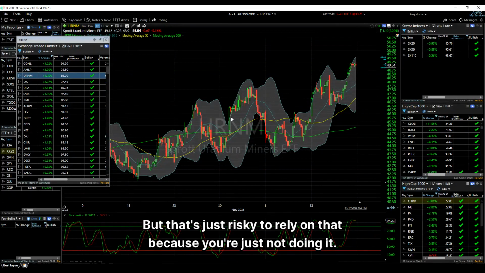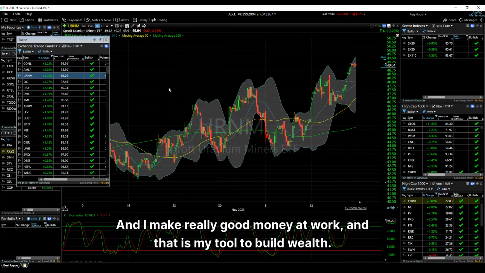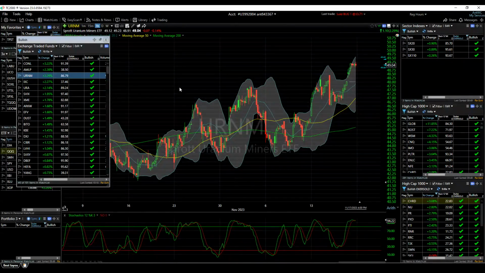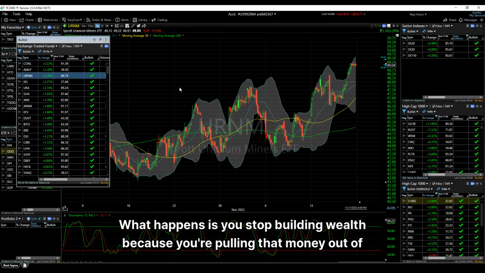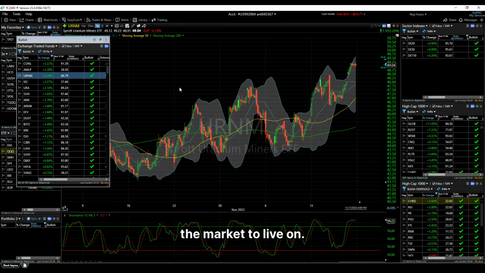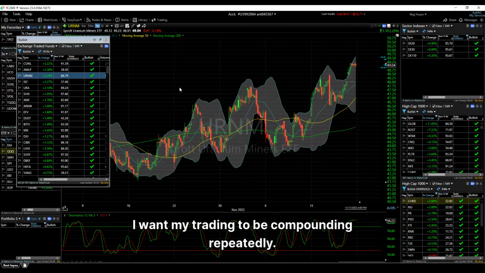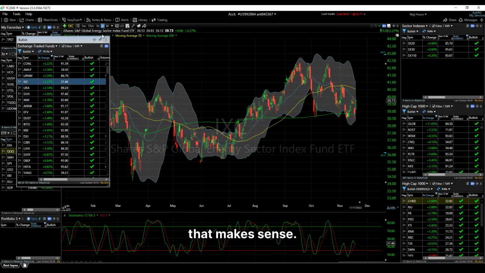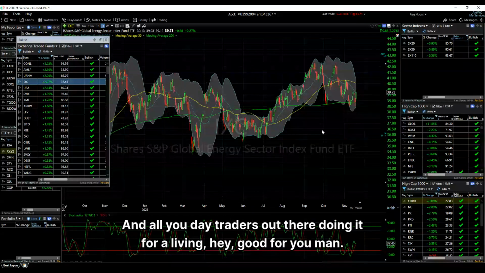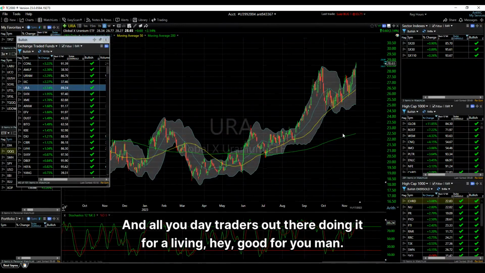But that's just risky to rely on. I make really good money at work, and that is my tool to build wealth. I don't want to use day trading as a tool to live on. What happens is you stop building wealth because you're pulling that money out of the market to live on. I'm not doing that. I want my trading to be compounding repeatedly. And all you day traders out there doing it for a living, hey, good for you, man.